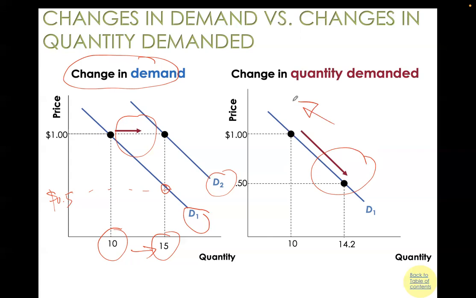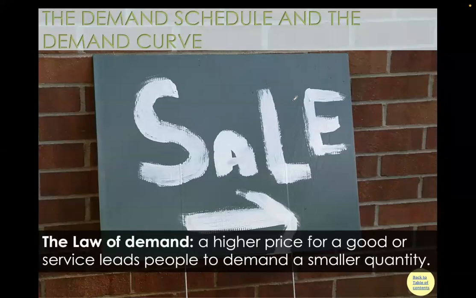To summarize, these two represent different movements. And secondly, they have different causes. A change in quantity demanded is very simple: it is caused exclusively by a change in the price. But a change in demand is going to be caused by something different. So that's what we're going to study.